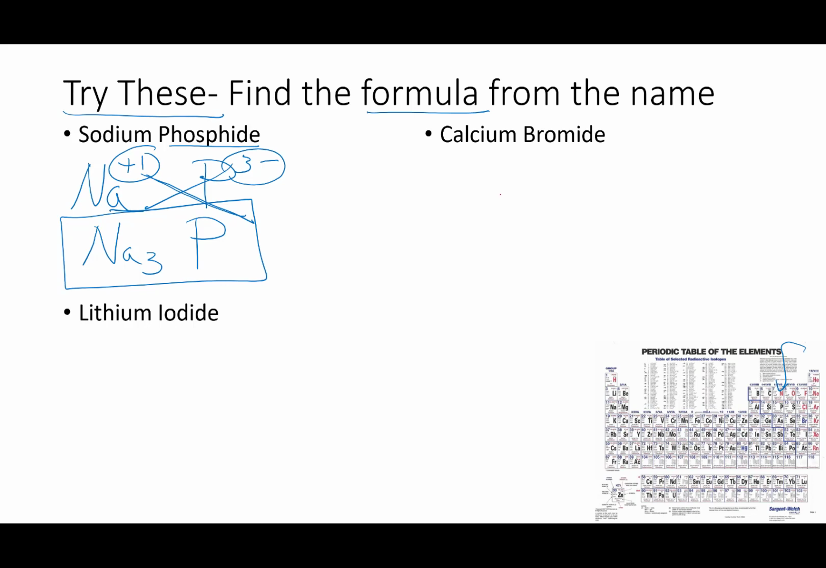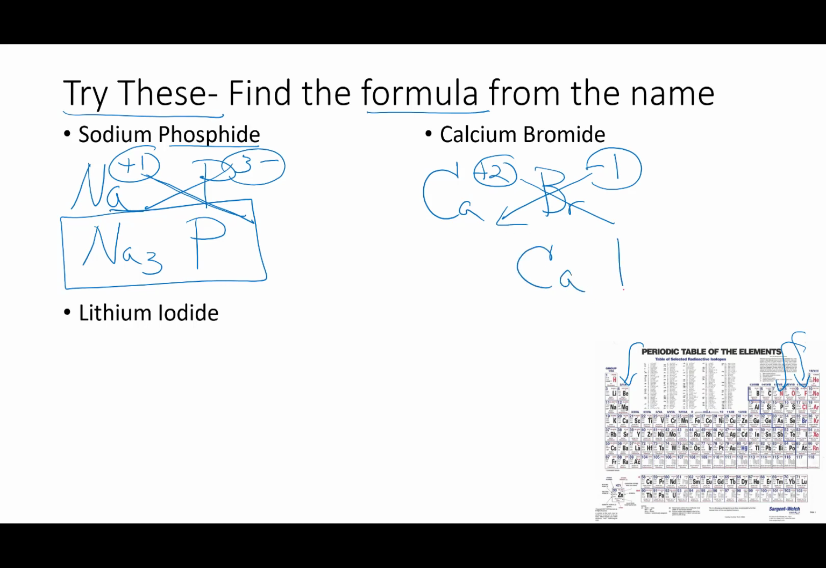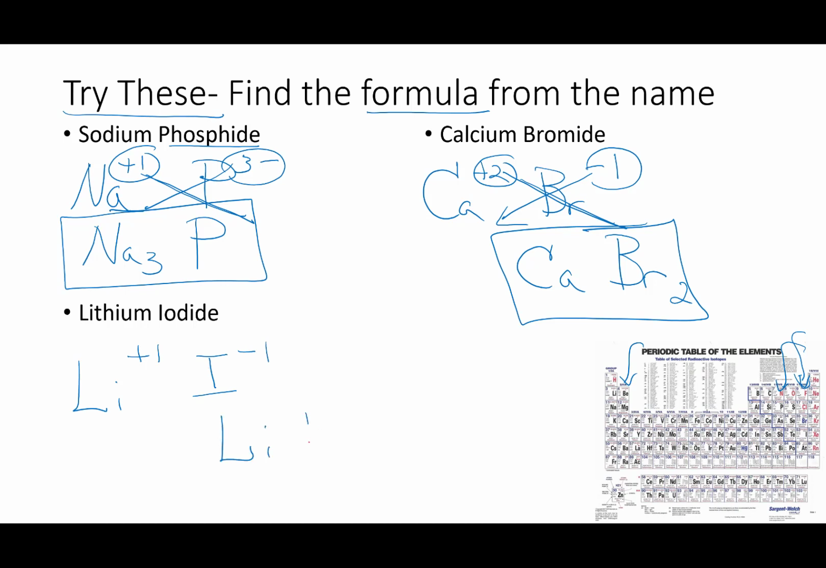Na3P. Calcium bromide. Calcium, group 2, so that's a +2. Bromine is group 17. It's a halogen, -1. Are they the same? No, they're not, so we crisscross. Calcium, you never put the 1 down below. Bromine, the 2 comes down. CaBr2. Lithium and iodide. Okay, lithium is +1. Iodide is iodine from group 17, -1. You have one of each, so LiI. Pretty spiffy, huh?